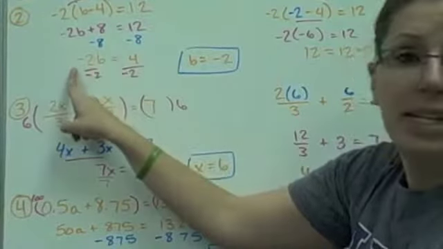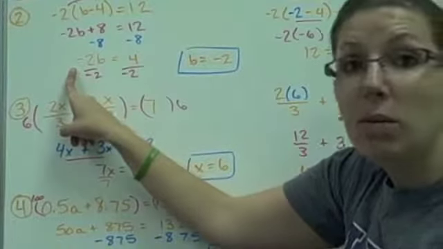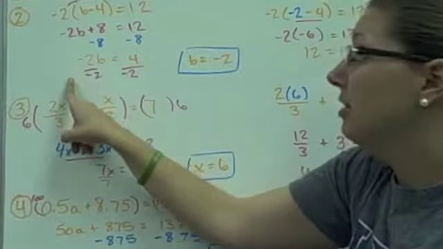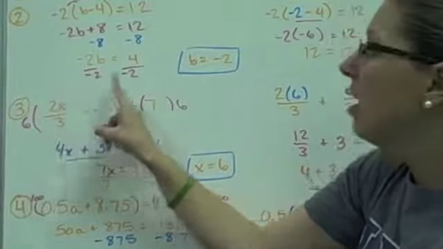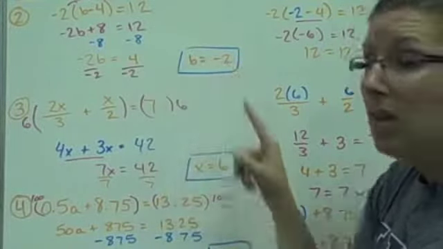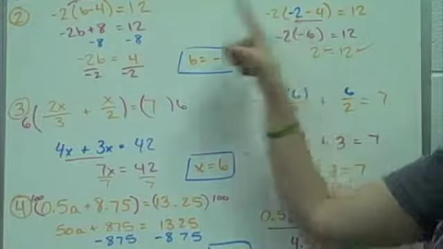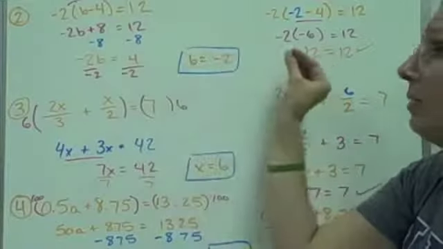And I bring down what I didn't use, which was the negative 2b. So I'm left with negative 2b equals 4. Now I just have to divide both sides by negative 2. 4 divided by negative 2 is negative 2. So I come back through here and I insert my solution into the original problem and I simplify.